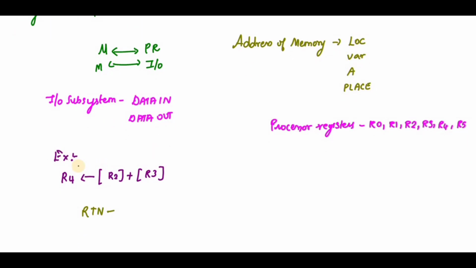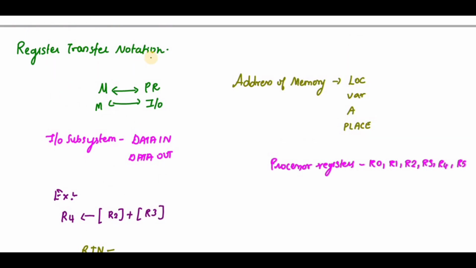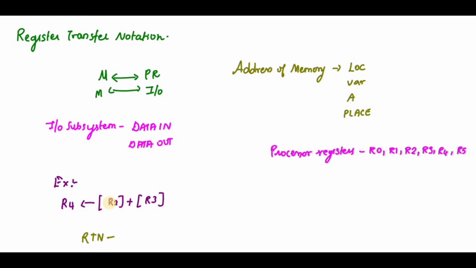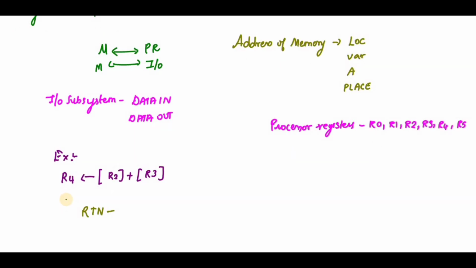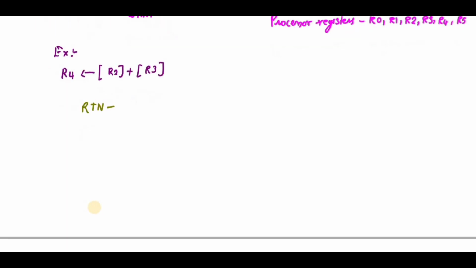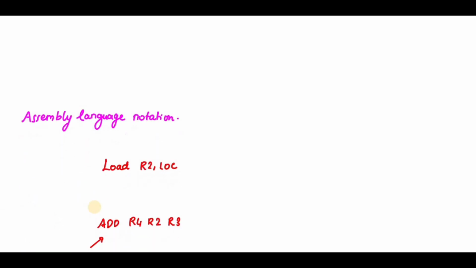Suppose we see an example of what register transfer notation means. The R2 in open and closed brackets represents the content present in R2 and R3. So the content present in R2 and R3 gets added, and the result is stored in R4. So this is nothing but a register transfer notation.